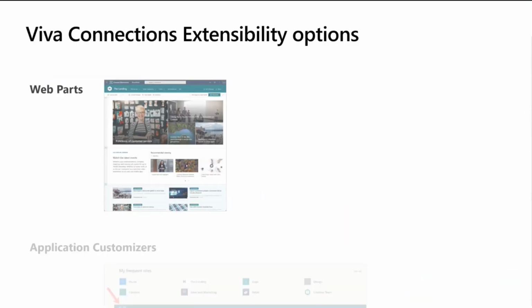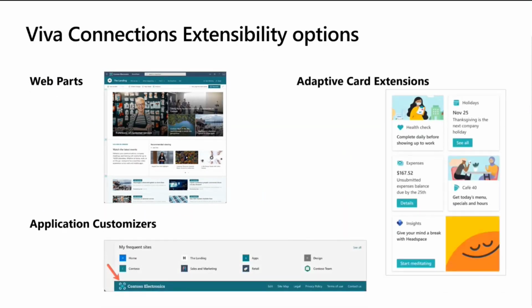Just to recap the Viva Connections extensibility options, there are three different options which go through this learning path as well. You can create web parts, which are configurable by the editors who are designing the Viva Connections desktop experience, so they can modify the properties and the behavior. There are application customizers, which are exposed on every single page in Viva Connections, so you can use them to embed, for example, headers and footers in the page.